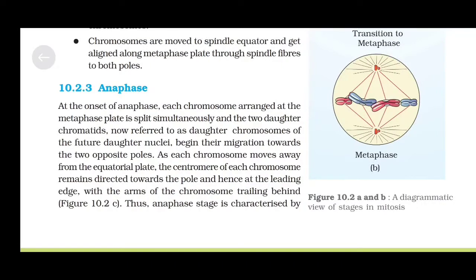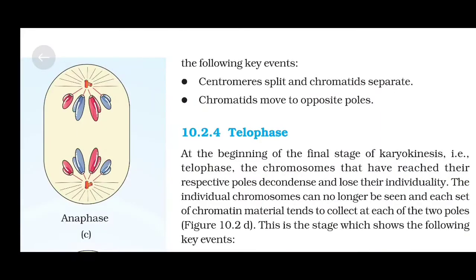Thus, the anaphase stage is characterized by the following events: centromeres split and chromatids separate. Chromatids move to opposite poles. Telophase. At the beginning of the final stage of karyokinesis, that is telophase, the chromosomes that have reached their respective poles decondense and lose their individuality. The individual chromosomes can no longer be seen and each set of chromatin material tends to collect at each of the two poles. This is the stage which shows the following key events.